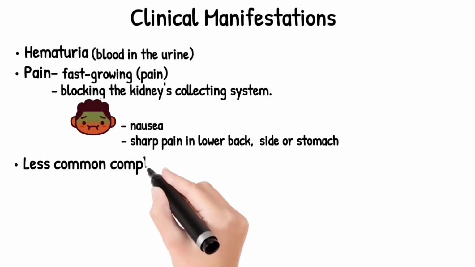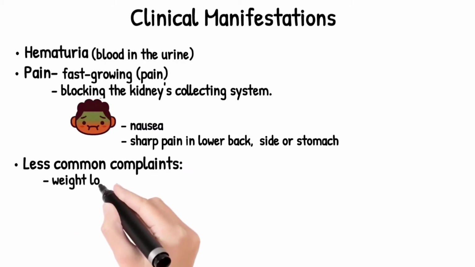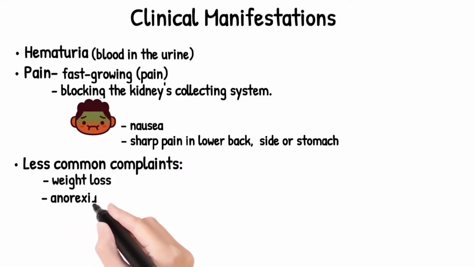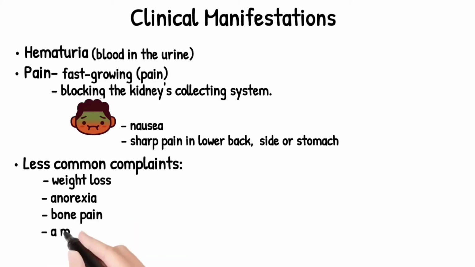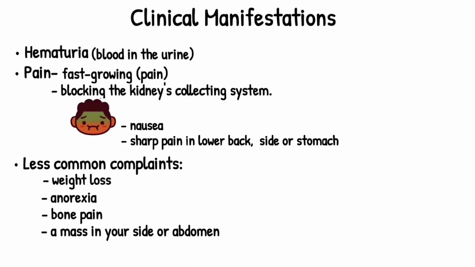So here are the less common complaints. Weight loss, anorexia, and bone pain may be signs of advanced disease. A mass in your side or abdomen can also be signs of advanced disease.